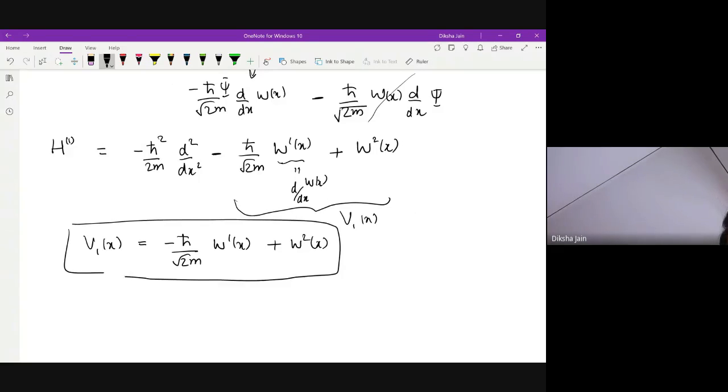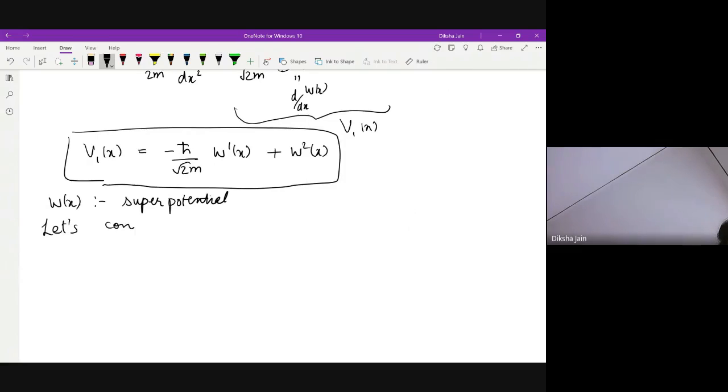So what I have done is rewrite the original Hamiltonian in terms of operators A and A dagger, and then my potential is given by this. And this W of x is known as the superpotential. Okay. Now let's construct a supersymmetric system.